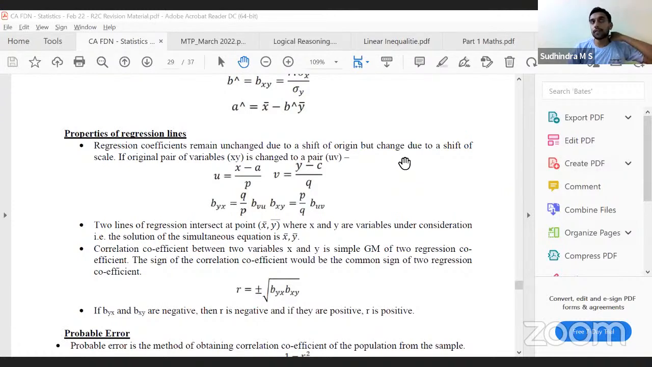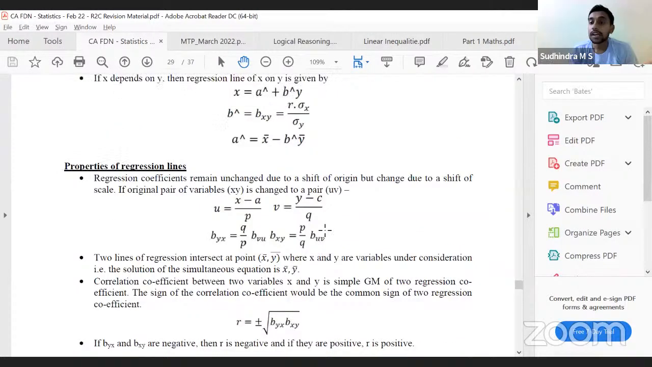Then if they have given us the two regression coefficients, how to calculate the correlation coefficient? Multiply the two regression coefficients and take the square root. What is the sign of the correlation coefficient? It depends on the sign of the regression coefficients. If both regression coefficients are positive, correlation is positive. If the regression coefficients are negative, correlation is negative, right?